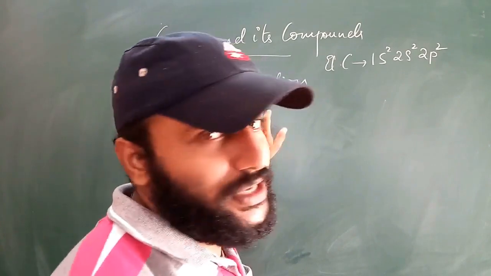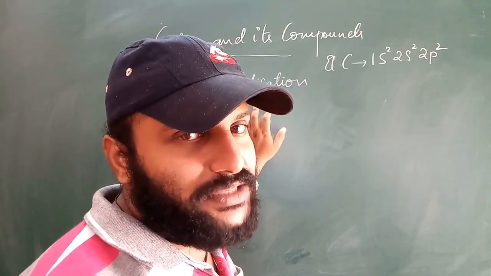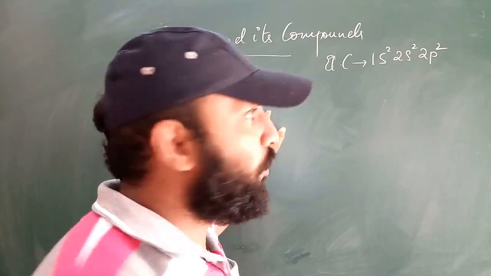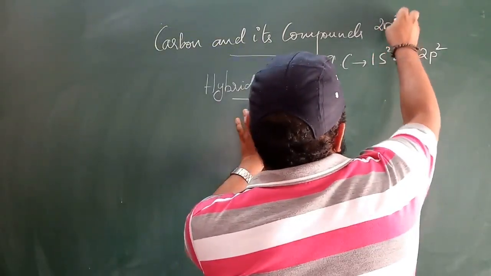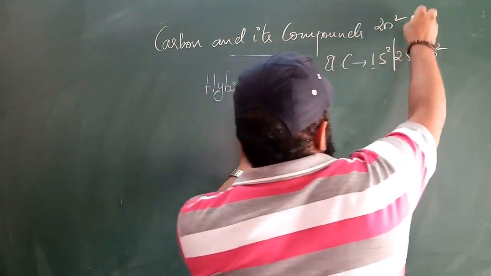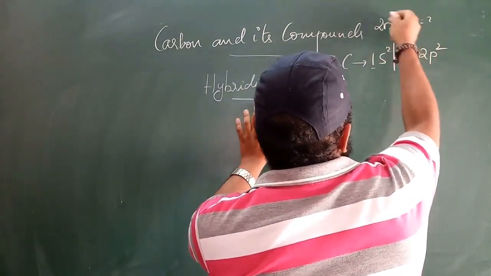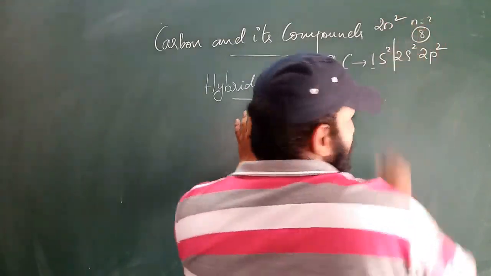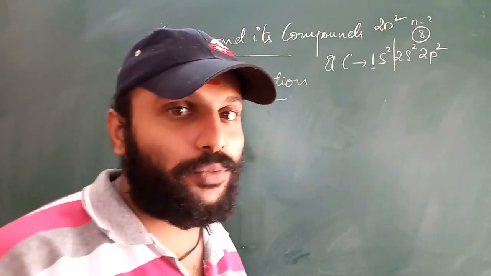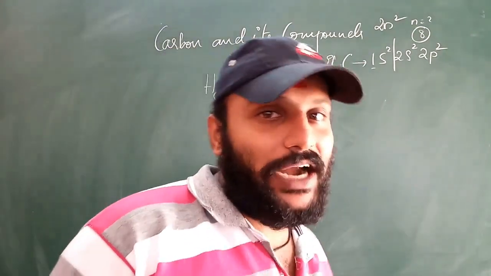Now, the maximum number of electrons that can be filled in a shell, its formula is what? 2n square. So for the first shell, it is 2 times 1 square. For the second shell, the n value is 2, so 2 times 2 squared is 8. So a total of 8 electrons can be filled, but we have seen only 4 electrons are filled. Still, 4 more electrons are required for the carbon atom to become stable.